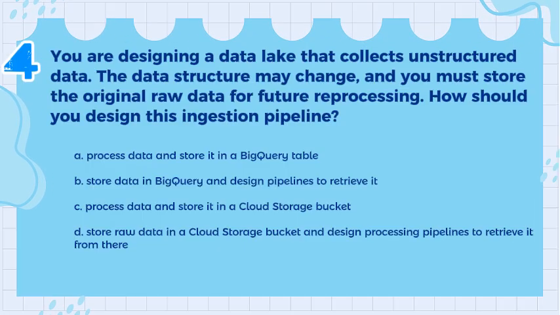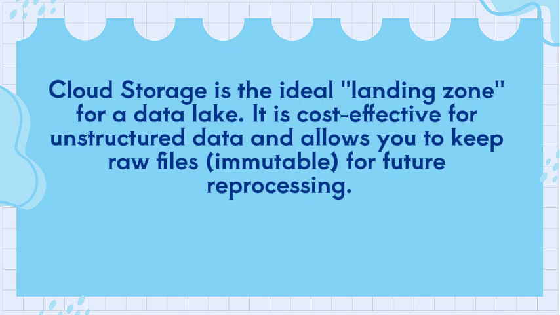The correct answer is D. Store raw data in a cloud storage bucket and design processing pipelines to retrieve it from there. Cloud storage is the ideal landing zone for a data lake. It is cost-effective for unstructured data and allows you to keep raw files immutable for future reprocessing.